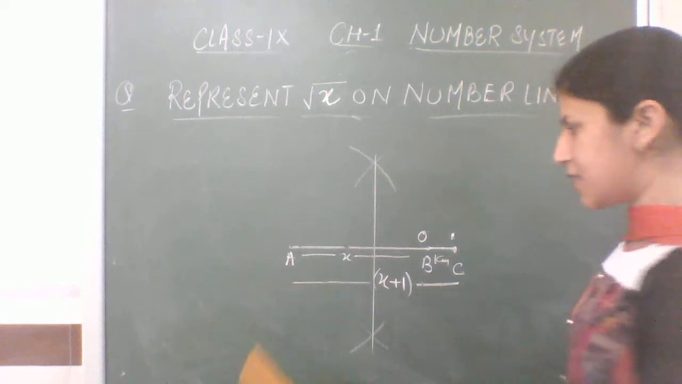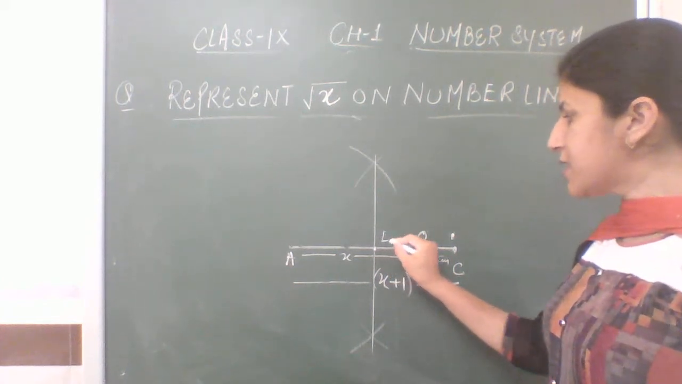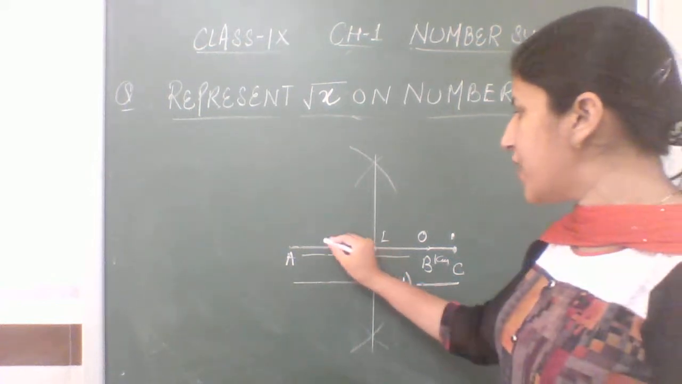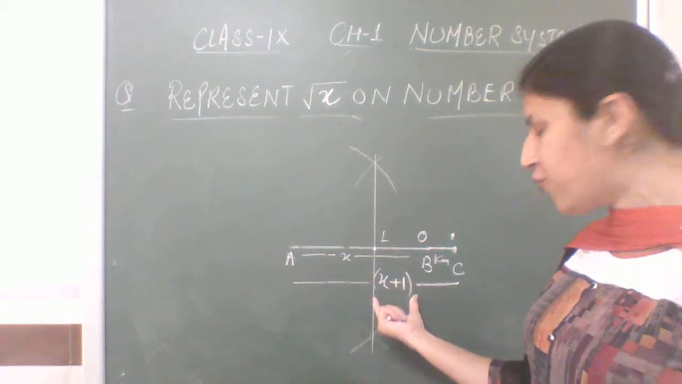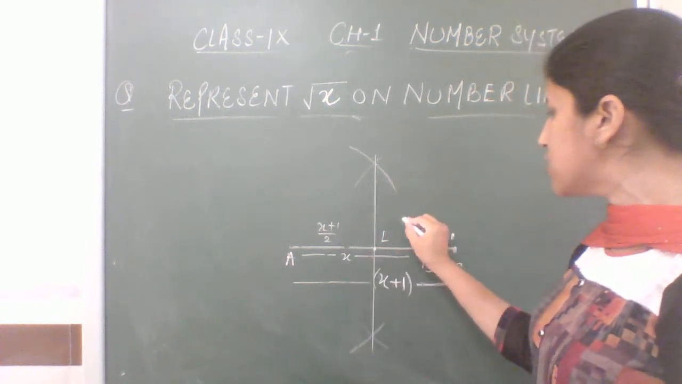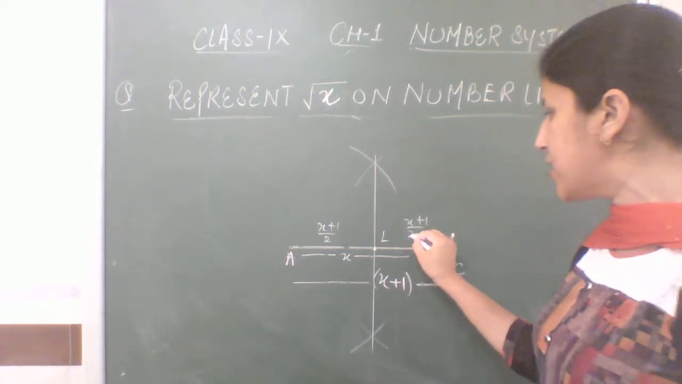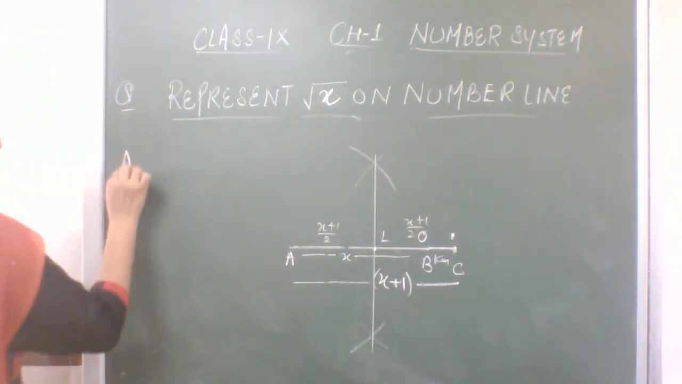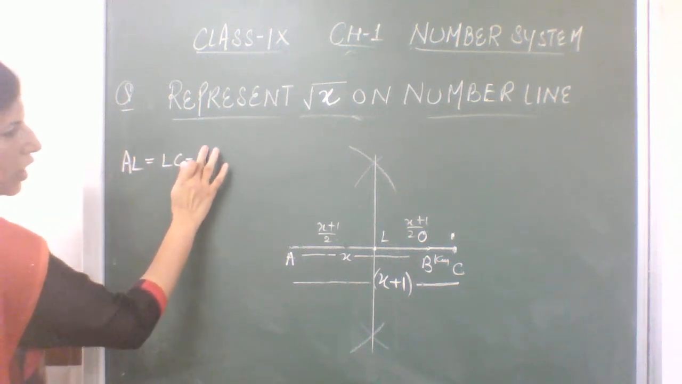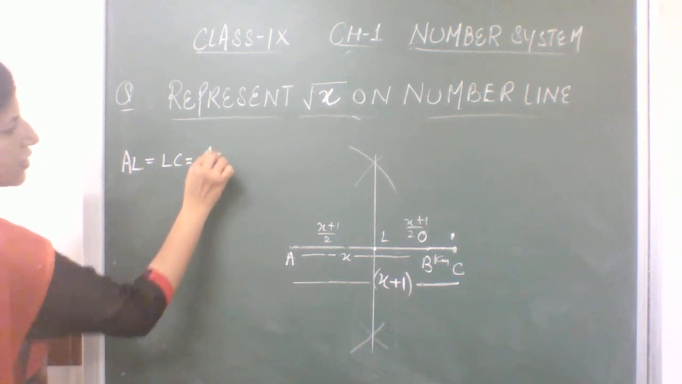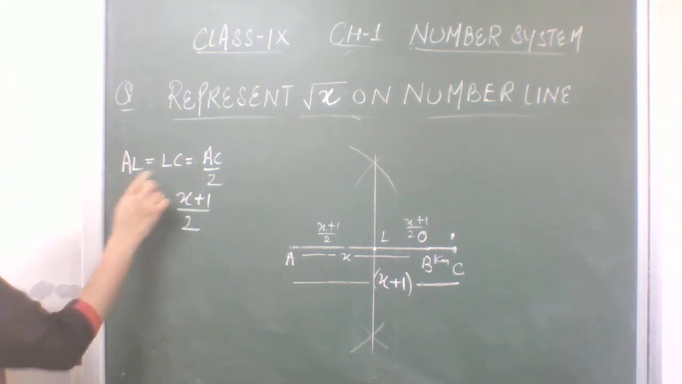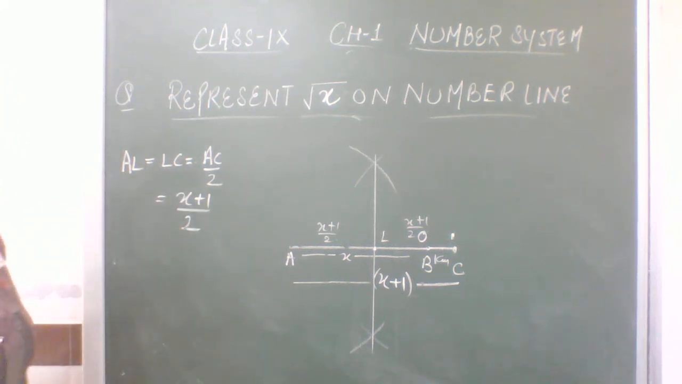What was the next step? As we know that this L is midpoint of AC. What does it mean? What is the length of AL? AL will be half of x plus 1. This is x plus 1 divided by 2 and this length also will be x plus 1 divided by 2. Can I write here? AL is equal to LC is equal to half of AC, AC divided by 2. और ये कितना हो जाएगा? AC is x plus 1 and AL and LC will be x plus 1 divided by 2.